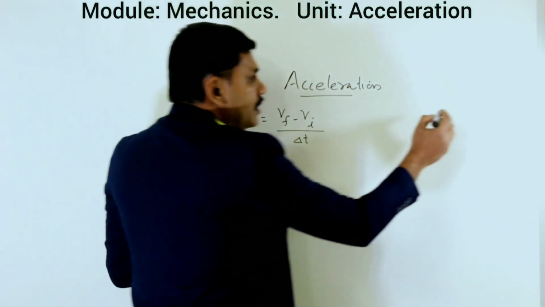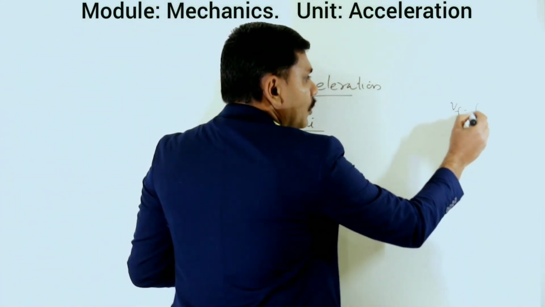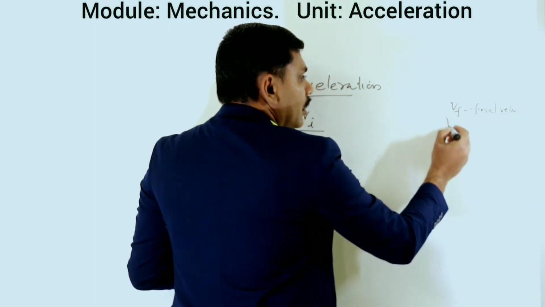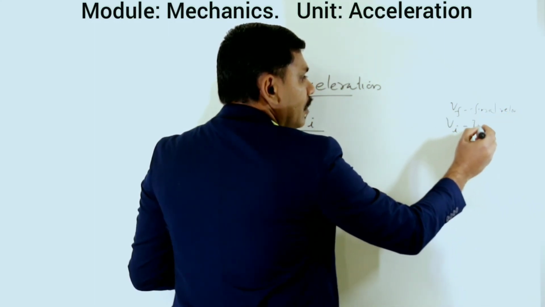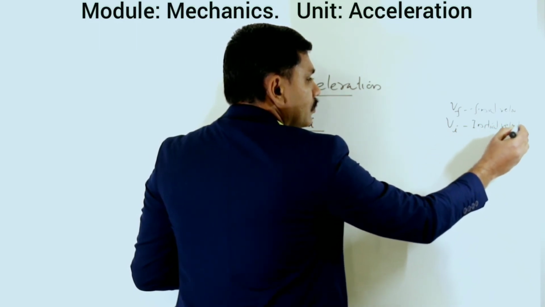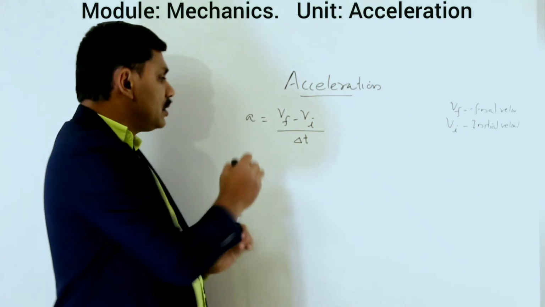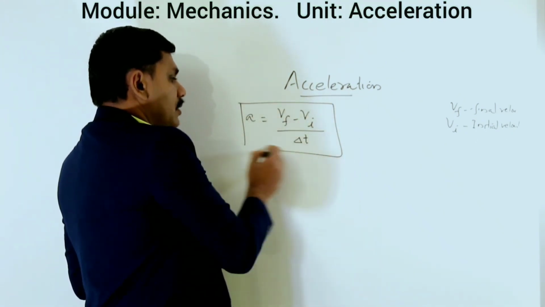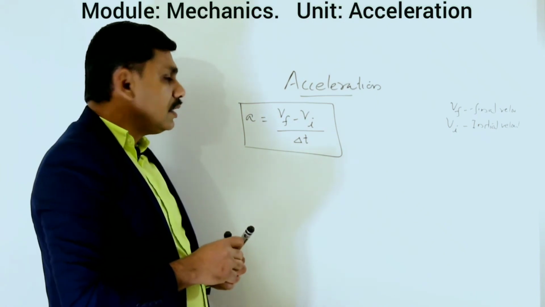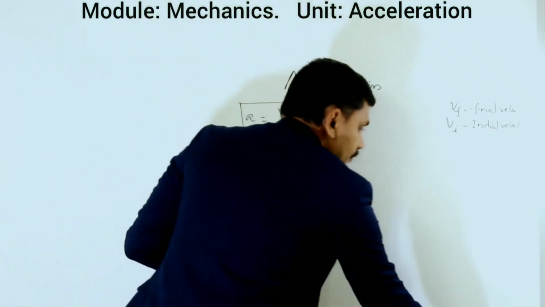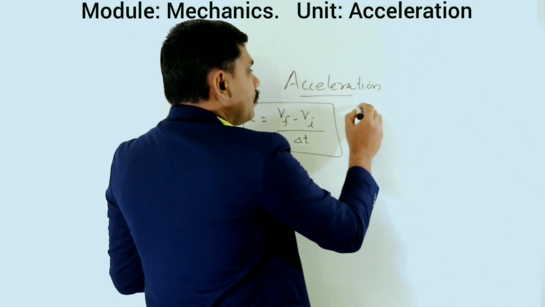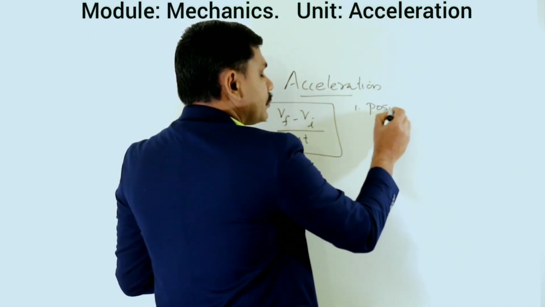So Vf is final velocity, then Vi, initial velocity. This is the basic equation for calculating acceleration: change in velocity divided by time. There are three types of acceleration. First is positive acceleration.